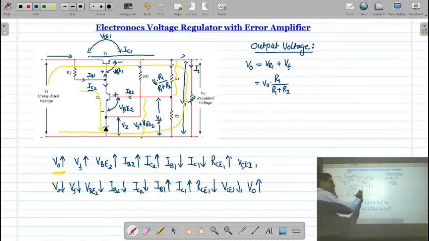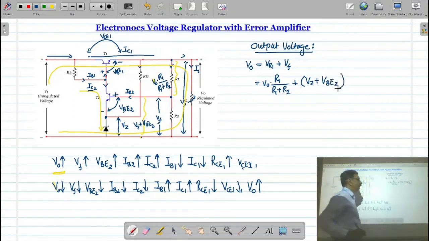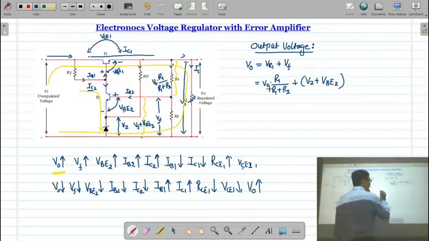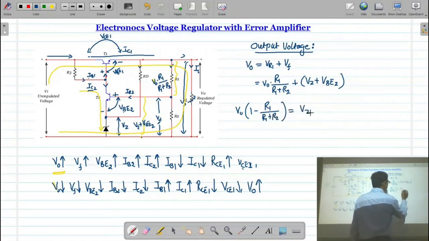And what is the feedback voltage? That is the voltage across the Zener plus the VBE2. So it is Vz plus VBE2. Vz plus VBE2. So here the VO term is on the left hand side, VO term is also on the right hand side. So we collect this term and take this common. So VO into 1 minus R1 divided by R1 plus R2, and that is equal to Vz plus VBE2.